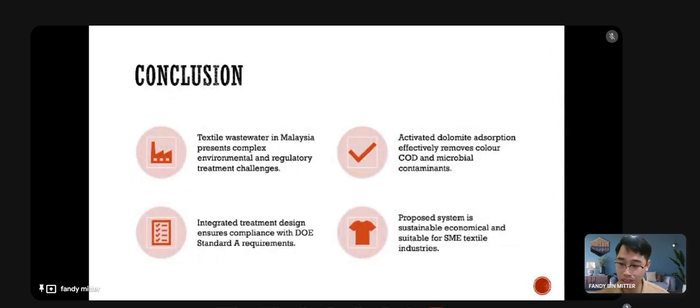So this is the conclusion. In conclusion, textile wastewater presents significant environmental and operational challenges. The proposed treatment plan design hopefully will provide an effective and feasible solution using a structured treatment approach. By integrating activated dolomite adsorption with conventional treatment processes, the system achieves regulatory compliance while remaining economically and environmentally sustainable. So that's all from me.